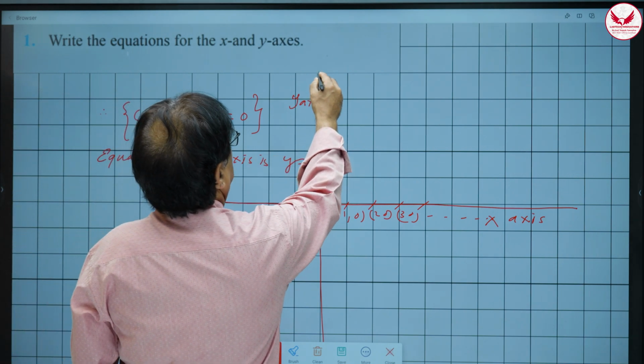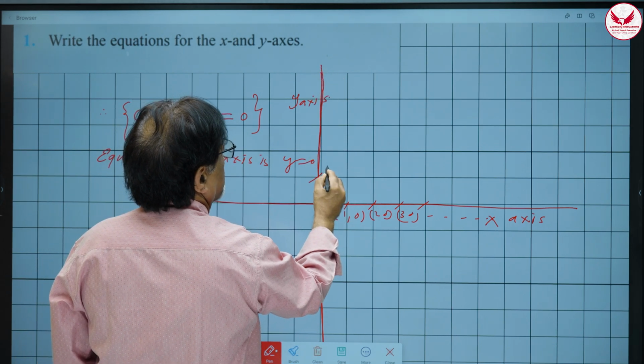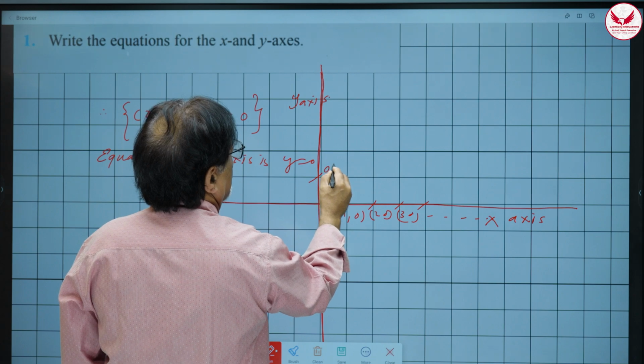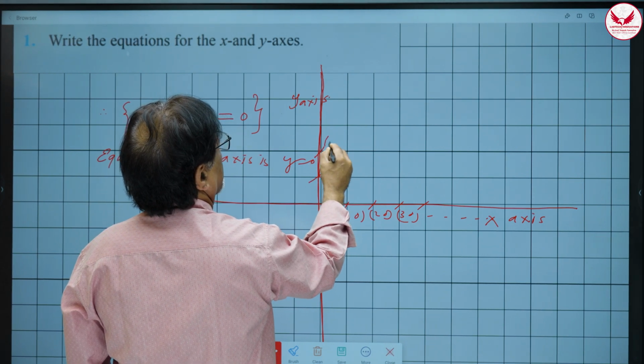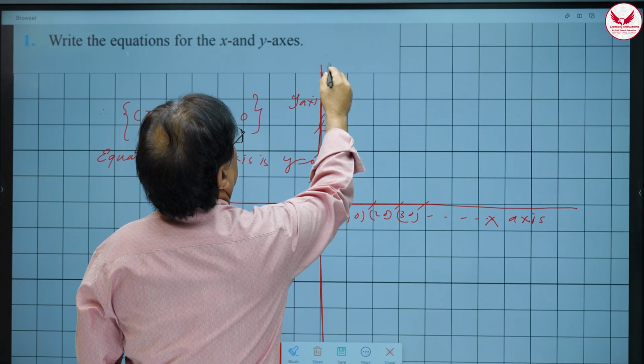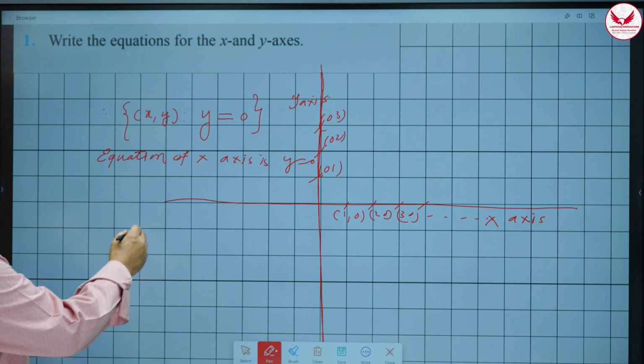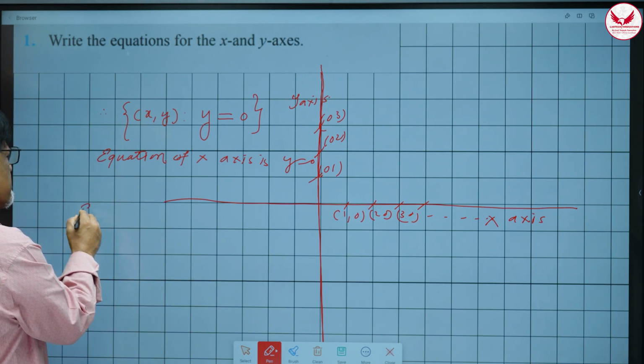Now what about the y-axis? If you look at the points on the y-axis, they will be of this type: the x-coordinate will always be 0. (0, 1) is this point, (0, 2) is this point, (0, 3) is this point. So what is the commonality of all the points on the y-axis? Their x-coordinate is 0.